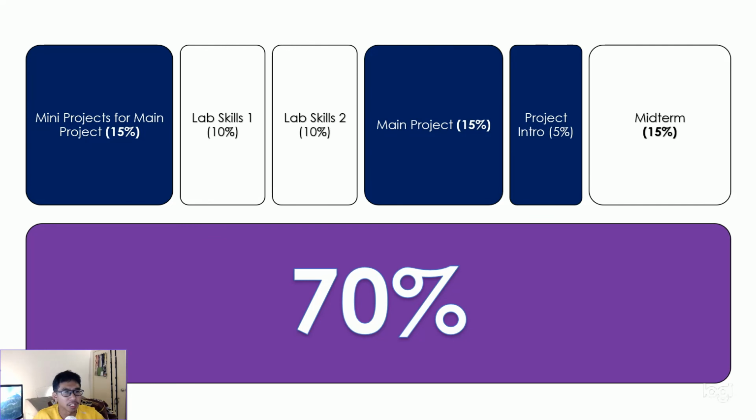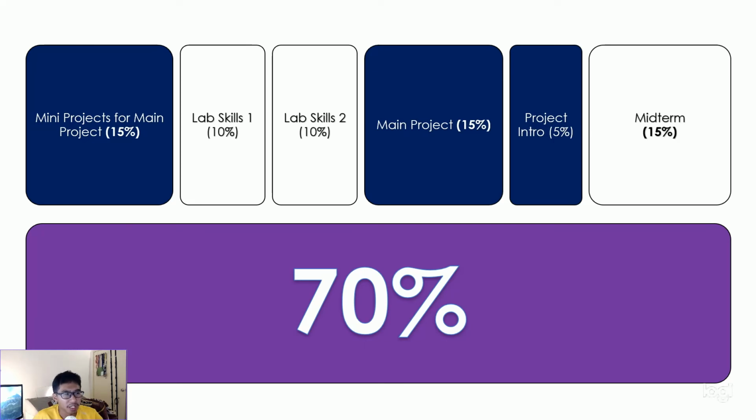This is roughly the carry marks that we are going to use. This is our planning. There are a lot of mini projects, and then the main project. And there are the midterm and also the lab assessment tests, which are lab skill 1, lab skill 2, and so on. This is pretty much our plan. That's it for today.